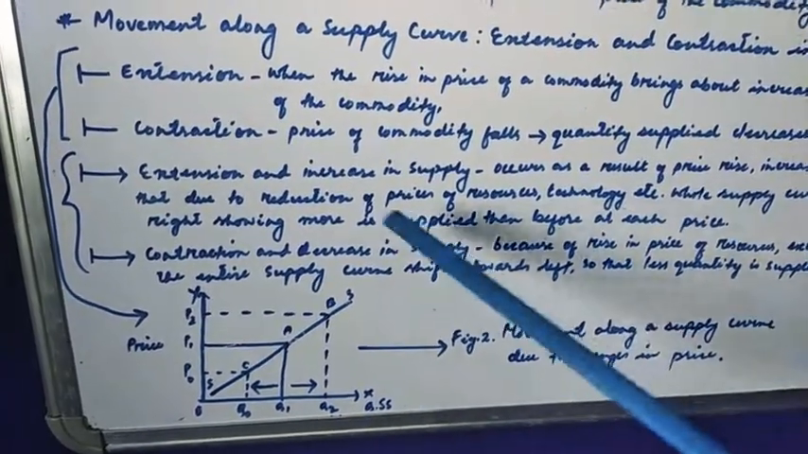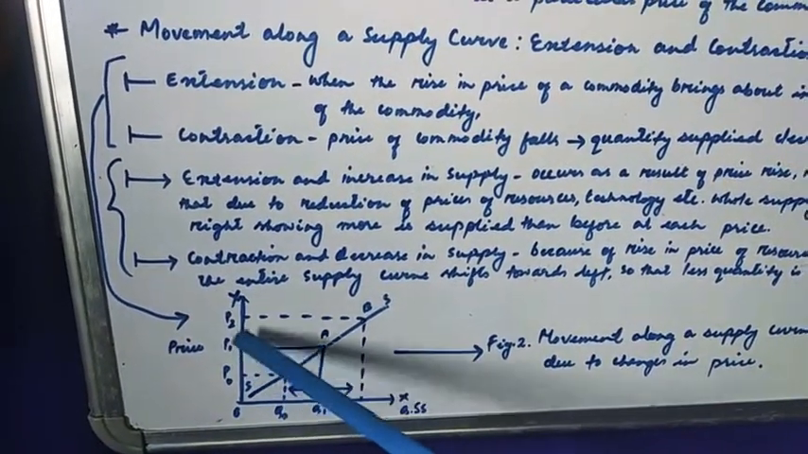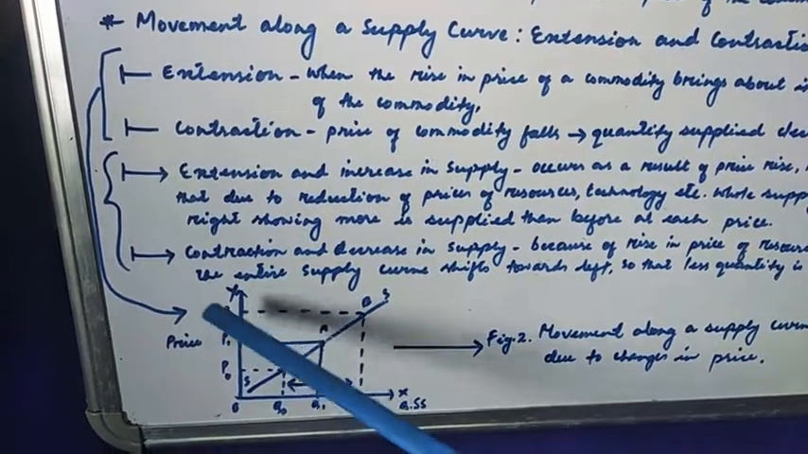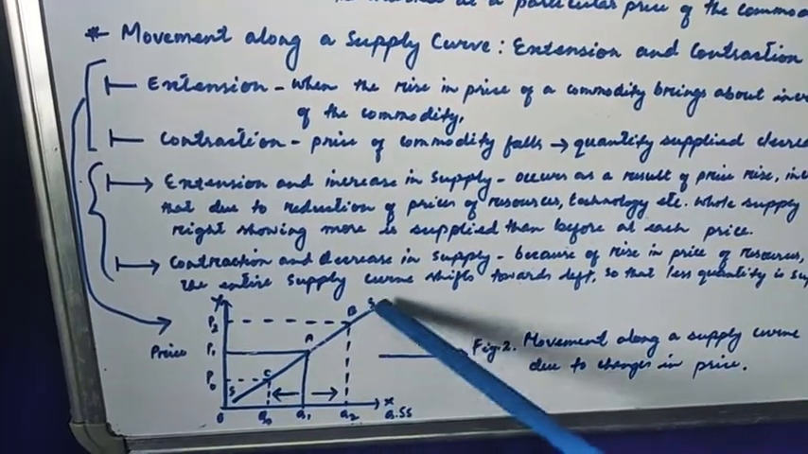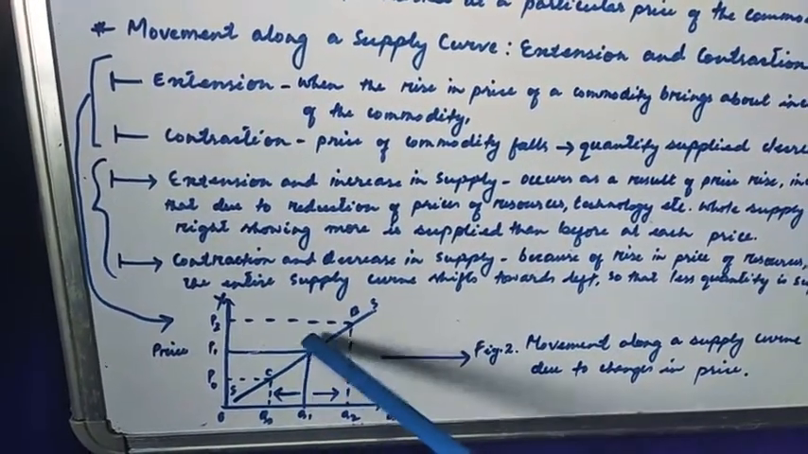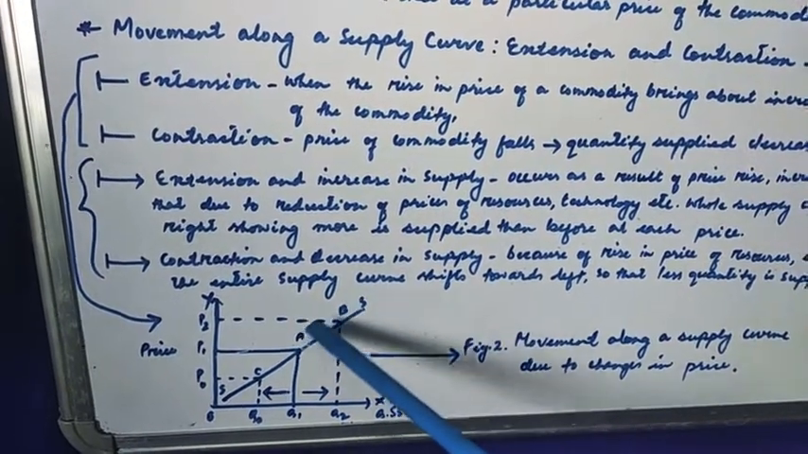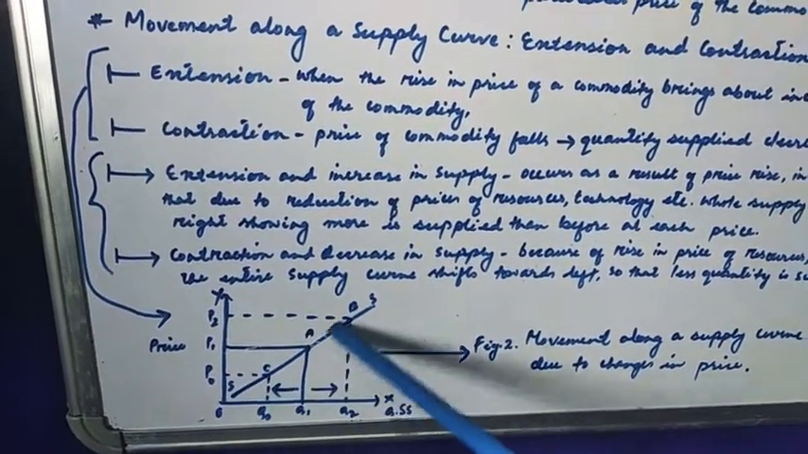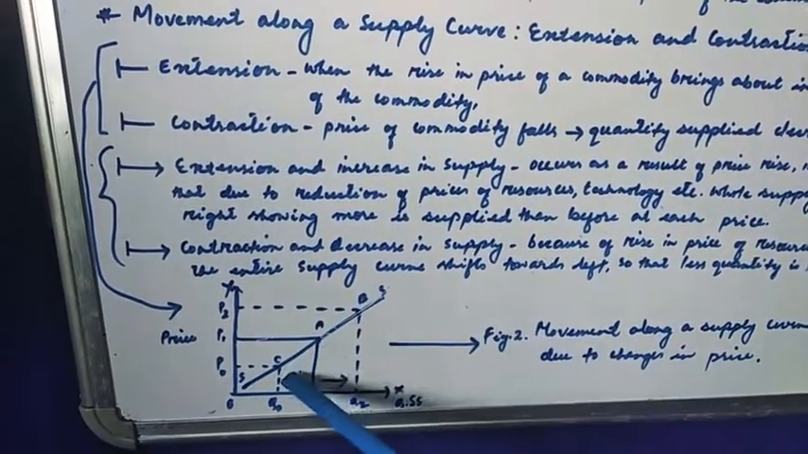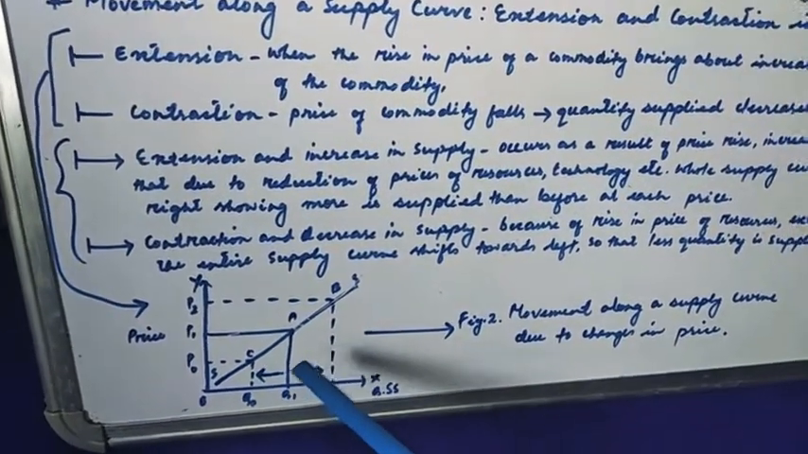Because of the changes in prices, that is, a rise in the price and then a reduction in the price, we have a movement along the supply curve, moving upward and then moving downward on the supply curve. That is called movement along the supply curve.